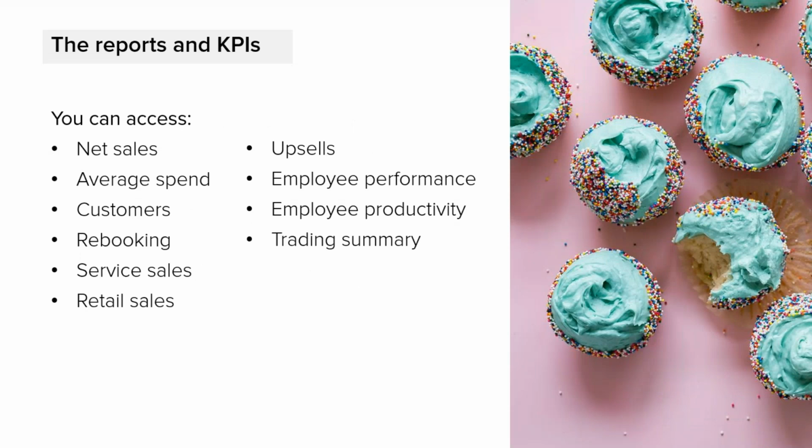So what are the specific reports? What are our key performance indicators, or KPIs? With cloud reporting, you do have access to your net sales, your averages, your customer details, your rebooking percentages, your rebooking numbers, your service totals, retail totals, any upsells that the staff does, employee performance, employee productivity, and of course, the trading summary. Trading summary being historically the most popular report. And in a moment, I'm actually going to go through each of these reports so you can see what it looks like on the cloud.